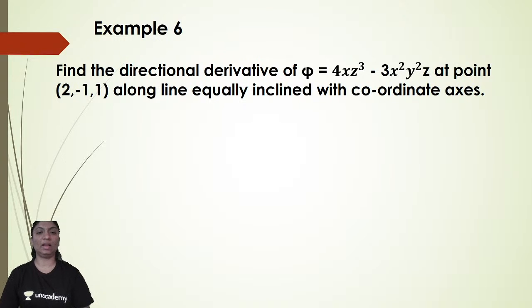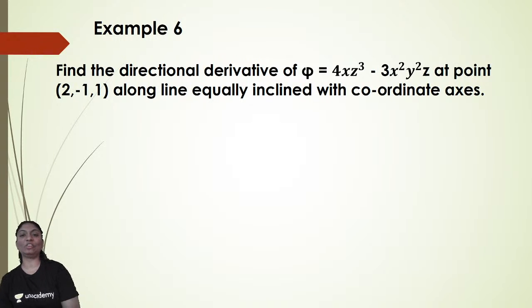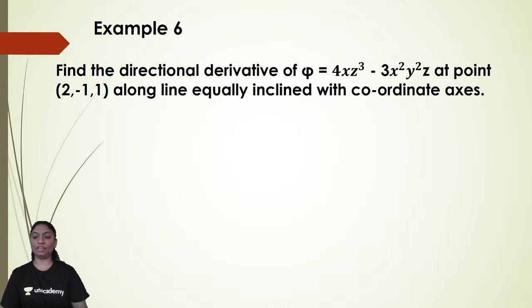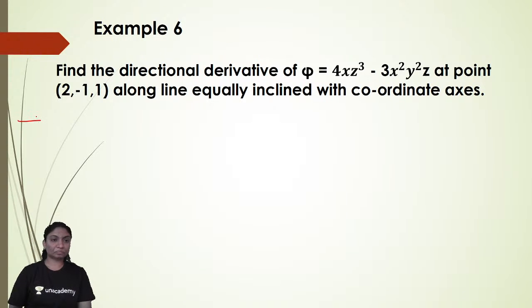Very simple example. Along the line equally inclined with the coordinate axis, your vector a bar is equal to i bar plus j bar plus k bar. First we will calculate del phi. Now phi is given, so you can calculate del phi. So what is our del phi?